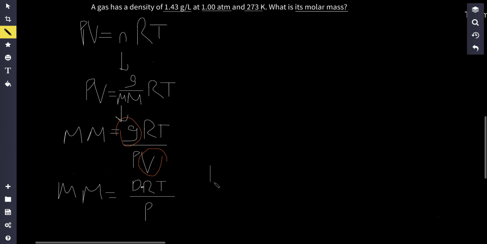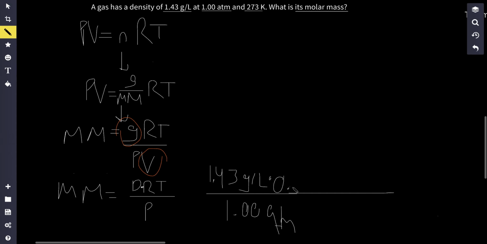The gas has a density of 1.43 grams per liter at 1 atm. So in this case, 1 atm is going to be my pressure, in the denominator. Recall that R is the ideal gas constant, so that's 0.0821 liters times atm divided by moles times Kelvin. And then this is going to be multiplied by our temperature.